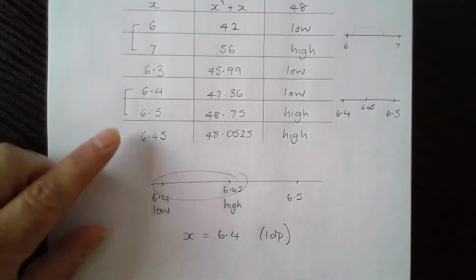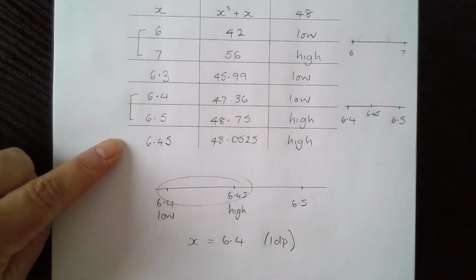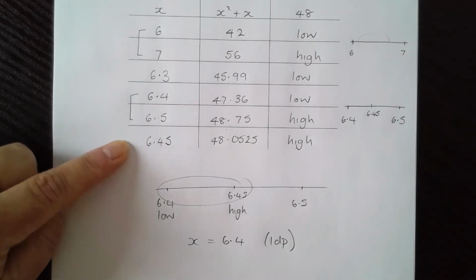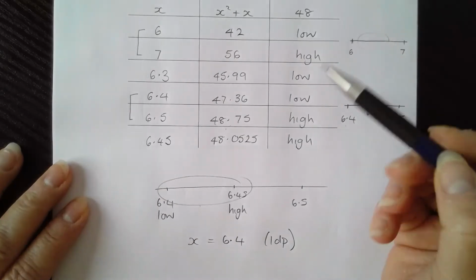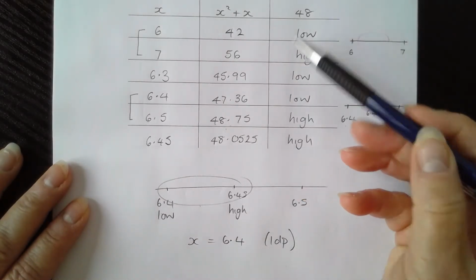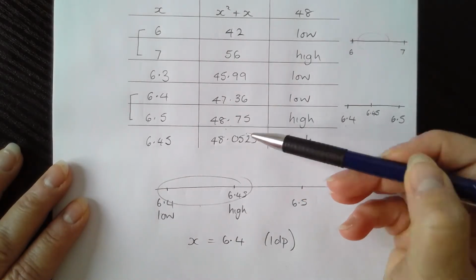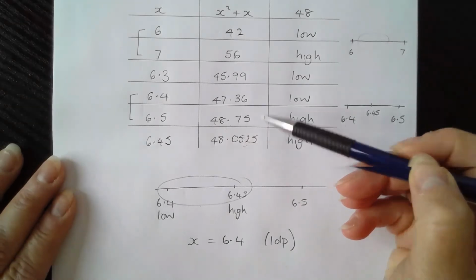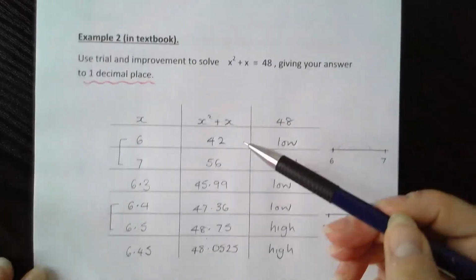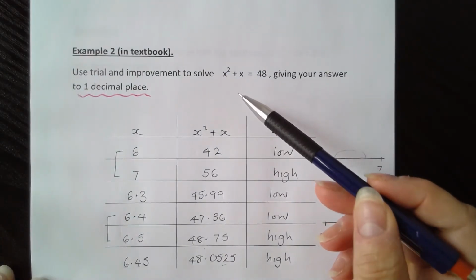Now it's this value here that you are identifying to one decimal place. Quite often people make a mistake and try to get 48 to be as near as possible one decimal place, which is not correct. You're solving the equation. Remember, your equation is in terms of x, you're finding a value for x.